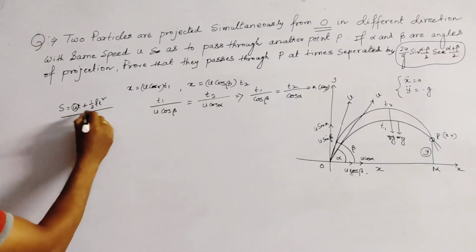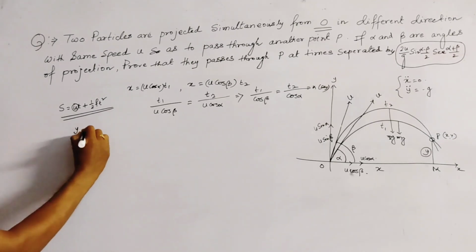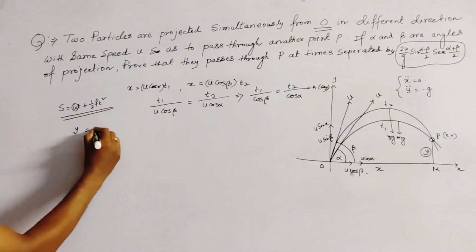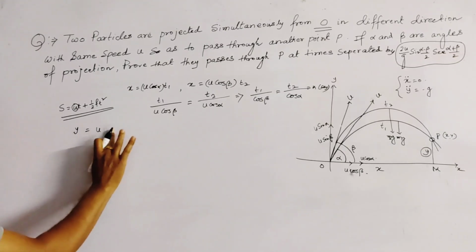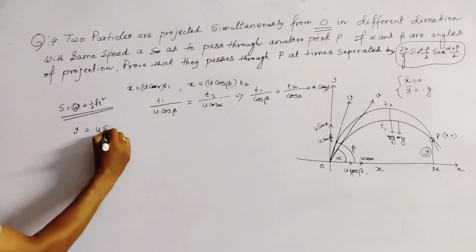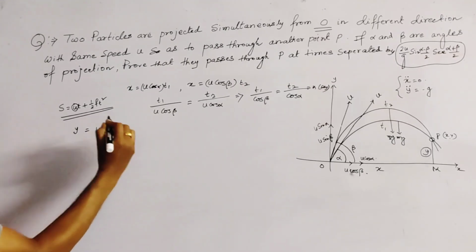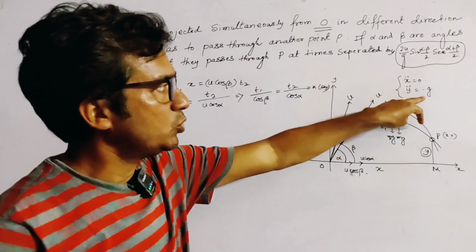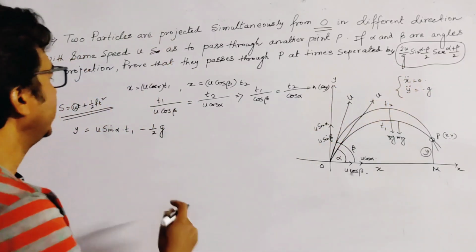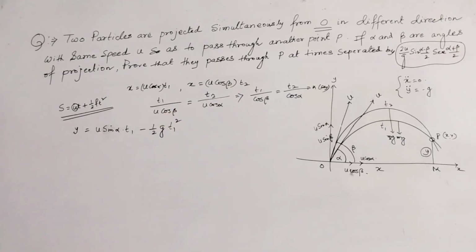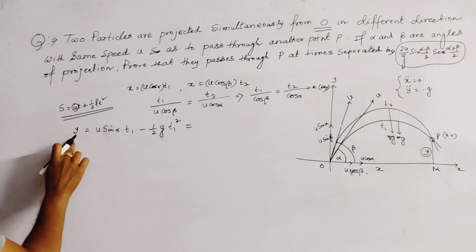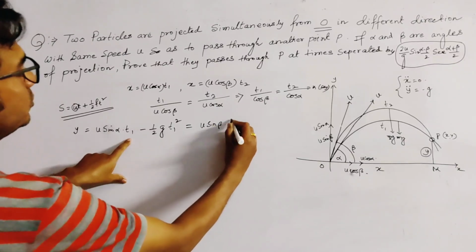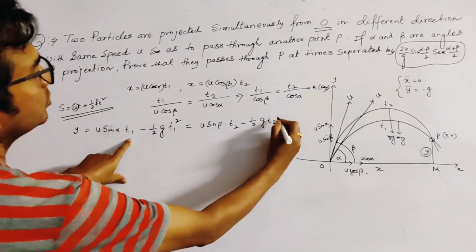So from this relation we get y, because this is the vertical distance. This is u sin alpha, the initial vertical velocity, times T1 for the first particle, minus half into g, because here g acts downward, so we put f equal to minus g, times T1 squared. And for the second particle this is also y, and this is given by u sin beta into T2 minus half g T2 squared.